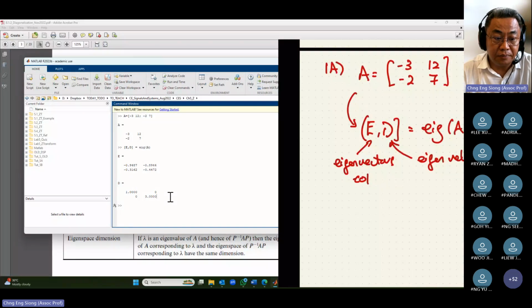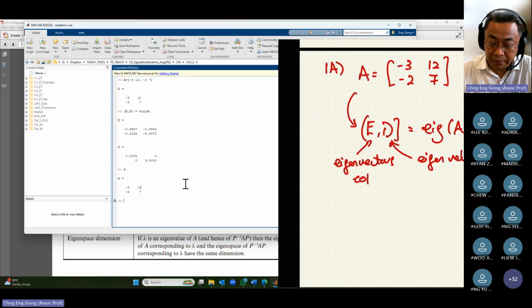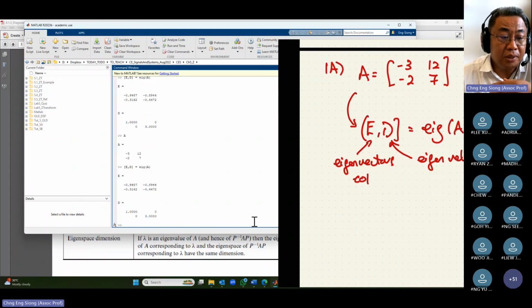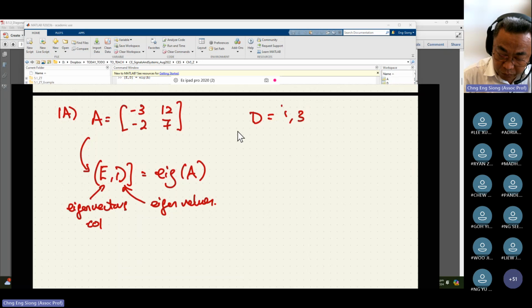What is it? So I've written my A, which is minus 3, 12, minus 2, 7. Okay, I can't expand this, so you've got to squint your eye a bit. And now I'm going to say ED. Basically, the output is 2 matrices. The function I call is EIG, and out comes E. Then the nice thing about the eigenvalue is, D is equal to 1 and 3. So the eigenvalues are 1 and 3.